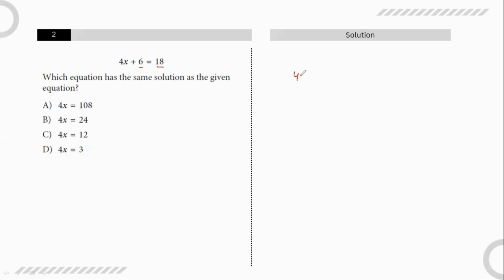And we can just say that 4x will be nothing else but 18 minus 6. 6 goes to the right hand side, so it will be 12. 4x is equal to 12. All the options have 4x in it. It is actually option C being the correct one here, right? So that's the question from algebra. Let's now move to the next question.